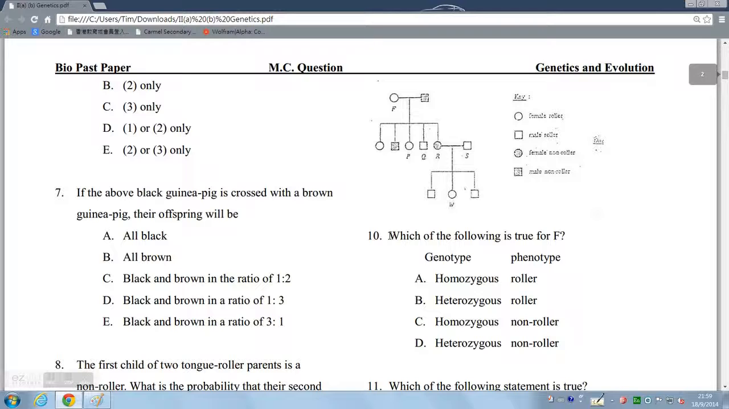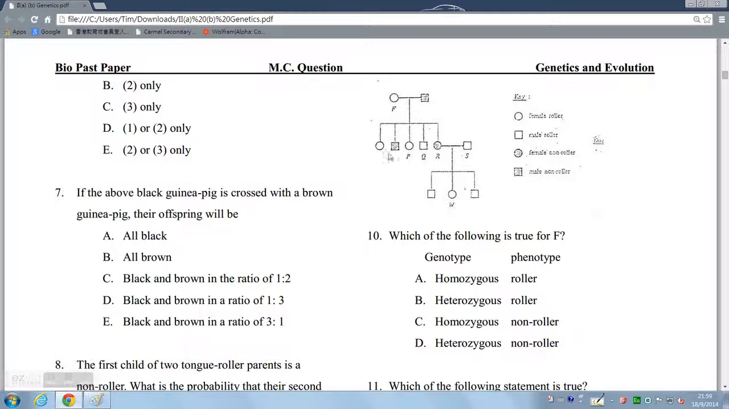And in 10 it asks which of the following is true for F, which is this one. And obviously she's a female roller, and so this tells us that her phenotype is a roller. And let's look at her phenotype. Since she's a roller, this means that she must possess at least one allele for rolling, which is the dominant allele.